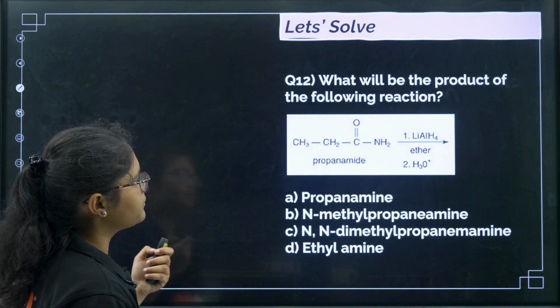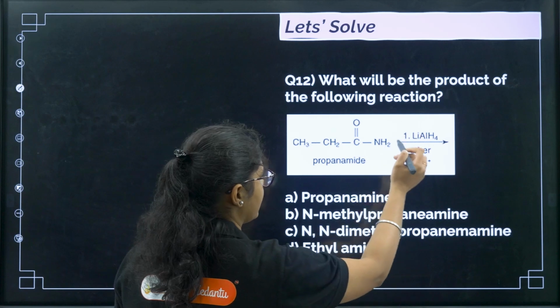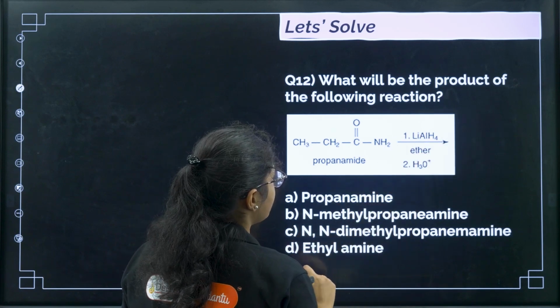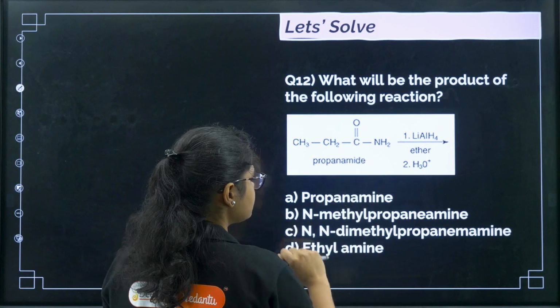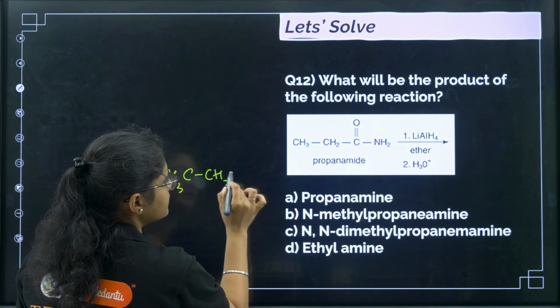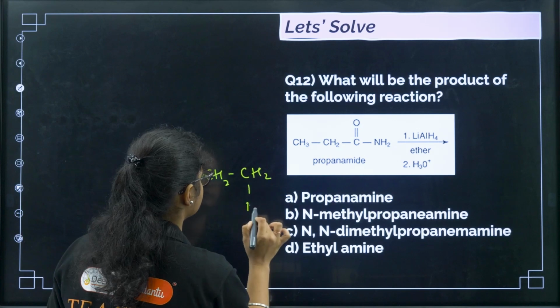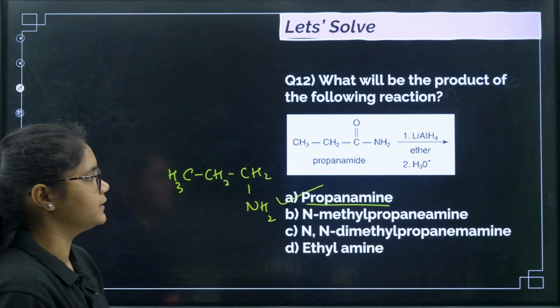Next, what will be the product of the following reaction? First of all, you are treating it with LiAlH4, right? Then hydrolysis. So this will convert this one to an amine group. So I will get CH3CH2CH2NH2. So that is propanamine. The correct answer is option number A here.